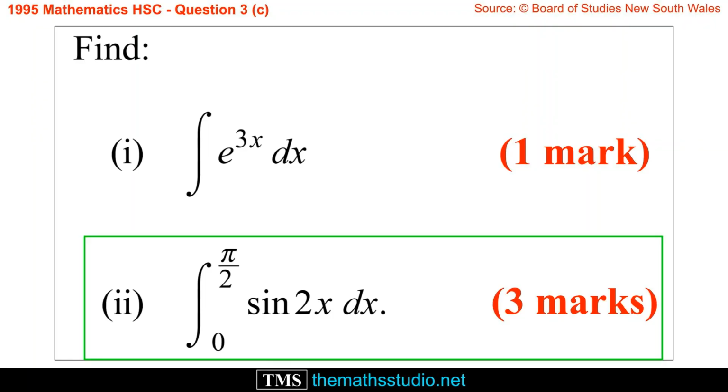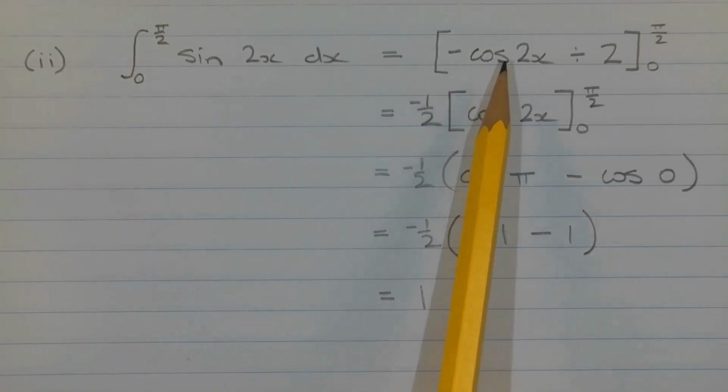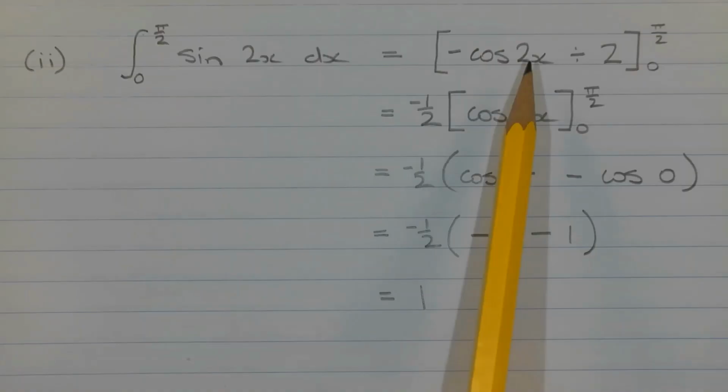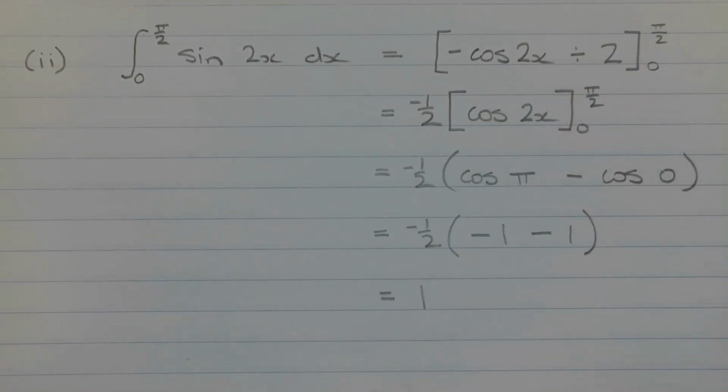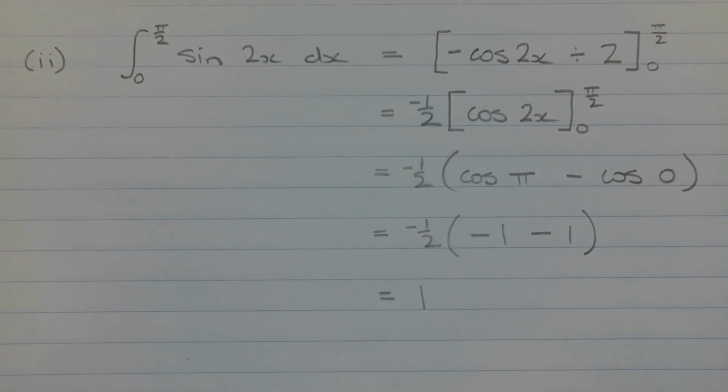Part 2. Find the integral of sine 2x dx from x equals 0 to x equals pi over 2. The integral of sine 2x with respect to x is negative cos 2x divided by the derivative of 2x, so divided by 2. And that's from x equals 0 to x equals pi over 2. Now we can clean this expression up a little bit. The divide by 2, we can write as 1 over 2 outside the square brackets, and we can also take the negative outside as well.